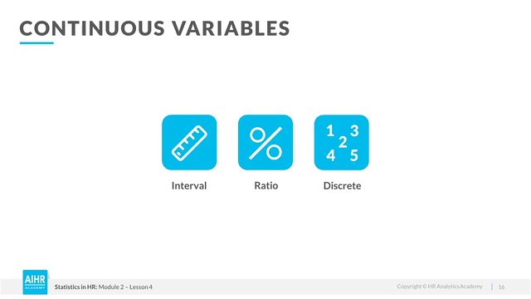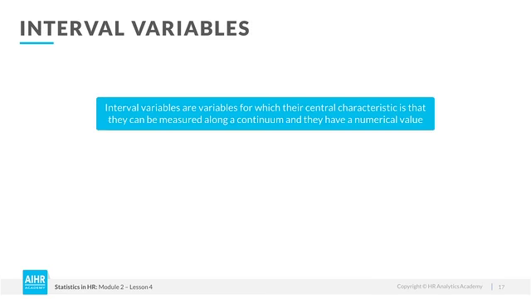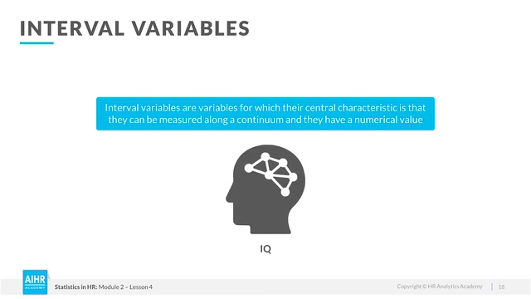Now let's continue to continuous variables. Continuous variables are also known as quantitative variables. Continuous variables can be further categorized as either interval, ratio, or discrete variables. I've spoken about interval variables before, where I mentioned how you would visualize them in histograms. Interval variables are variables for which their central characteristic is that they can be measured along a continuum and they have a numerical value. For example, intelligence measured in IQ. IQ is a continuum, as there's an equal distance between each value. For example, the difference between 90 and 100 is the same as between 100 and 110 with IQ.